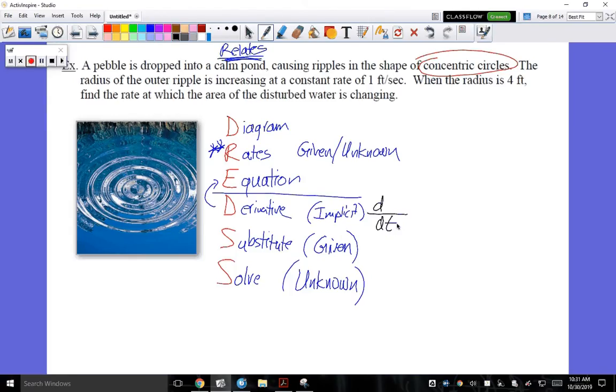All right. Diagram, done. The rates that are given. Well, this sentence right here gave us a rate. And the reason why I know it gave us a rate is because it said it right there. That important word will tell you you were just given something dt just now. Okay? So d something dt is equal to 1 foot per second.